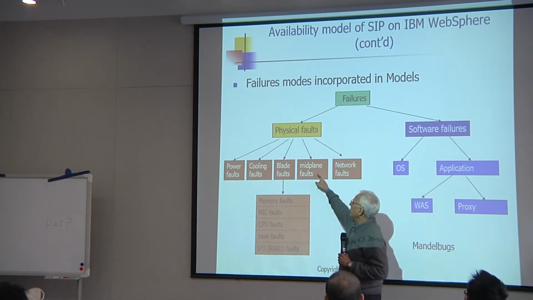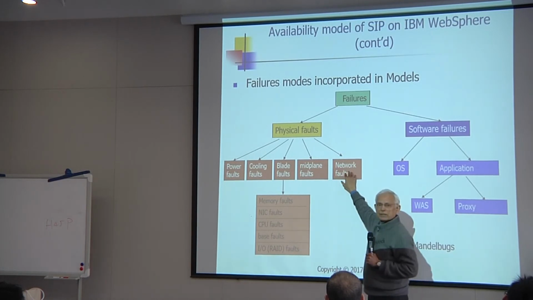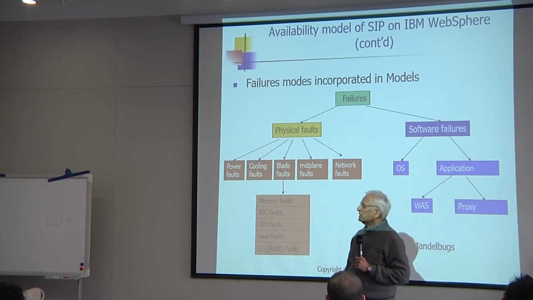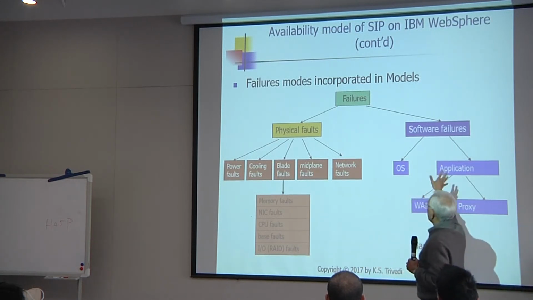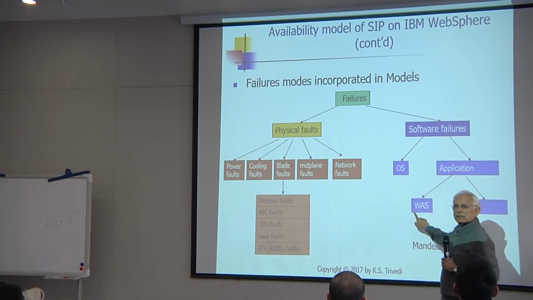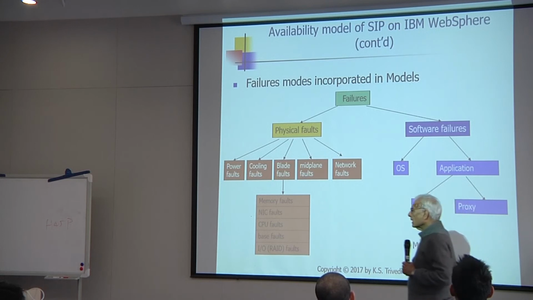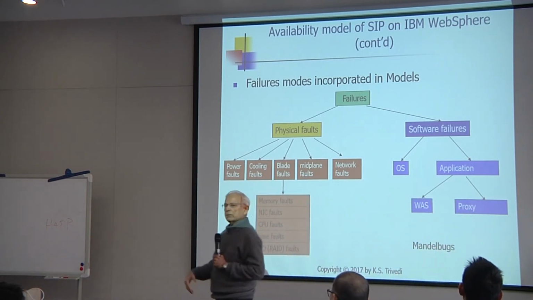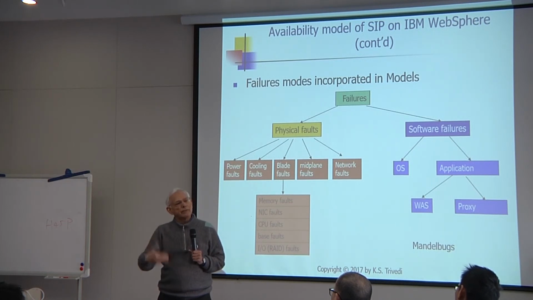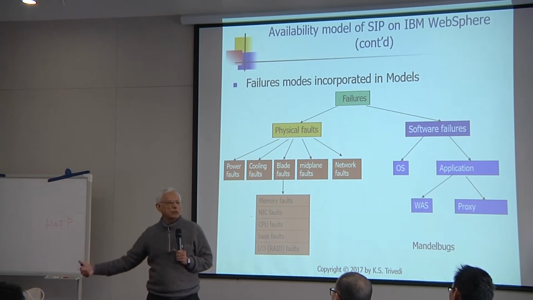And then the midplane is where all the blades are located, and the network that connects the blades on a chassis. On the software side, there's the operating system that can fail. And application-wise, there is a WebSphere application server and a proxy, right? So first, I ask them, okay, tell me what all fails. And then I will ask them, once the failure occurs, what is the detection mechanism, what is the recovery mechanism, and so on.